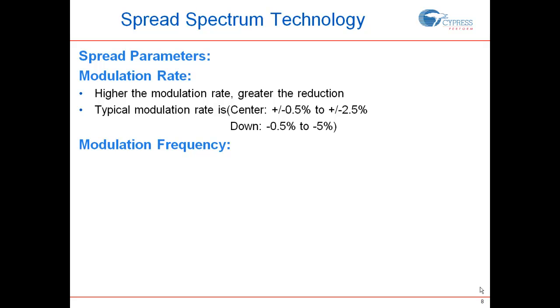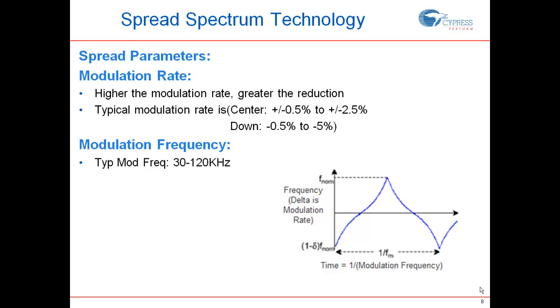The second important parameter is the modulation frequency. Modulation frequency is defined as the frequency at which modulation profile is repeated. The typical modulation frequency is between 30 kHz to 120 kHz. This graph shows the plot of modulation frequency versus the modulation rate.